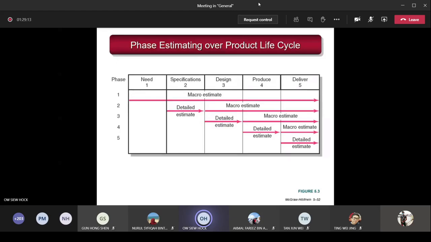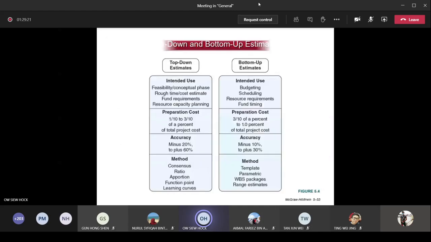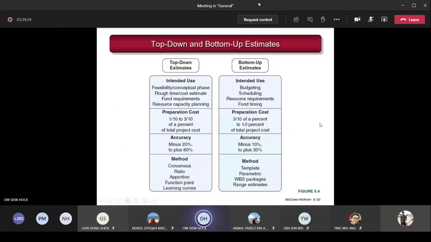This is best if you are not sure, not clear about the project you are doing, and you will only see the detail when you come to a particular phase, especially for software development. Now, this one here shows the top down and the bottom up, micro and macro estimates, and the differences between the two. This is the top down estimate and this is the bottom up estimate. So what is the intended use? For top down: feasibility, conceptual phase, rough time and cost estimate, fund requirements, and resource capacity planning. So it's a rough value. The intended use for bottom up is budgeting, scheduling, resource requirements, and fund timing, a much more detailed one.